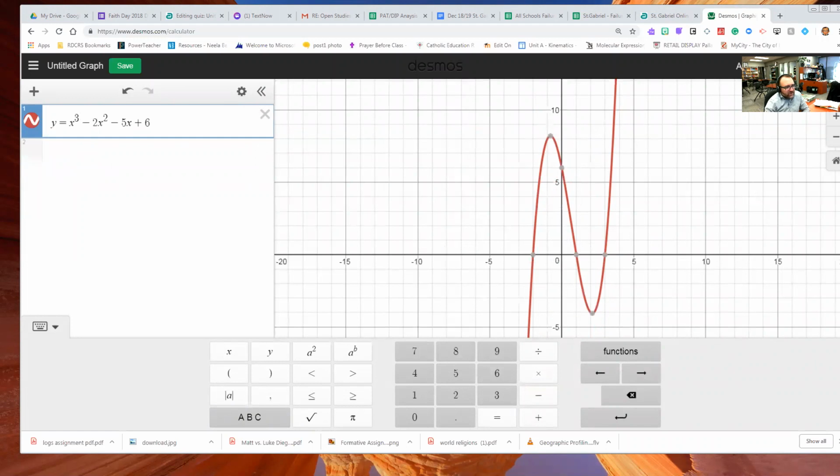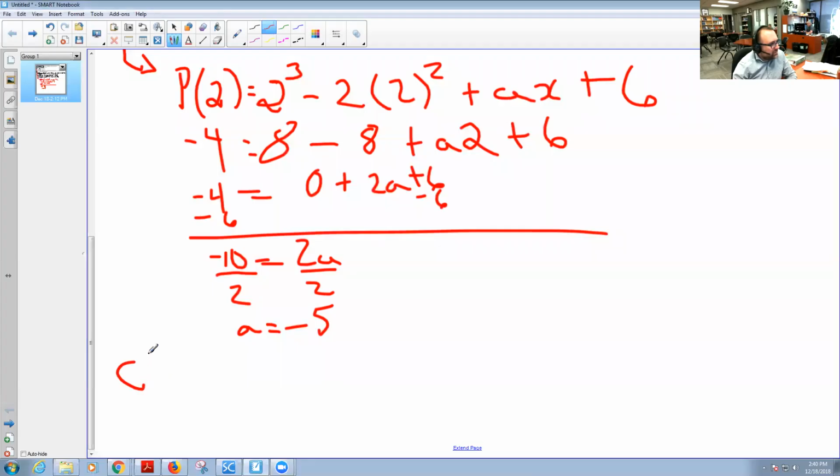Let me go back to the screen that I was working on. Part C was dealing with what the factored form is. Well, it's going to be x equals negative 3, negative 1, and positive 2.